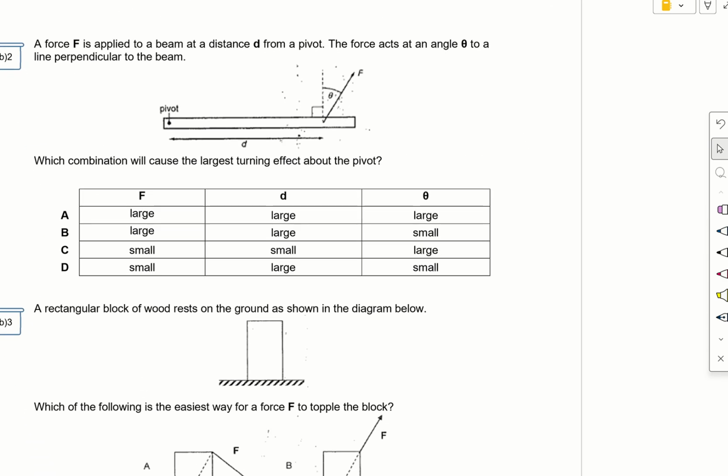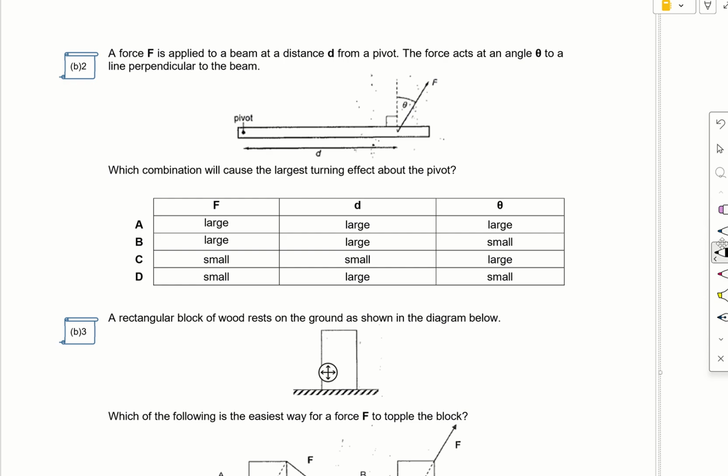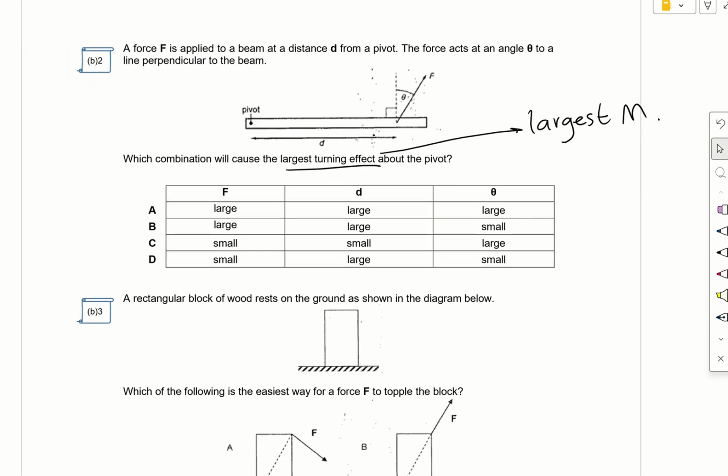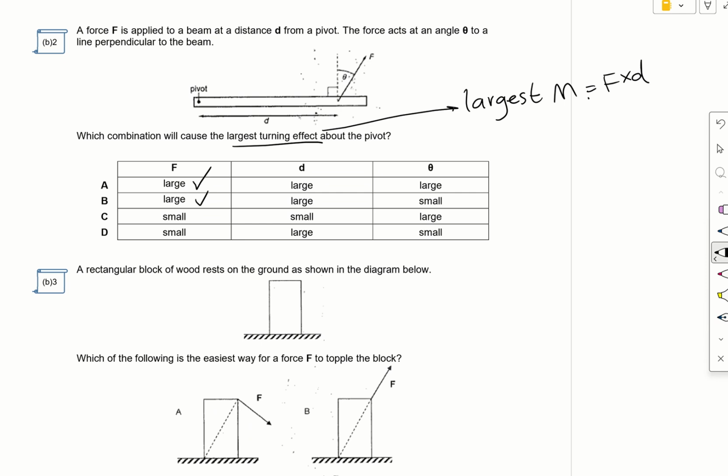Okay, B2. In this question, they are asking which combination will cause the largest turning effect. Largest turning effect means I'm looking for the largest moment. And moment is force times perpendicular distance, right? So my force must definitely be large. My distance, I will try to make large as well. Because the pivot is over here, my force is over here.